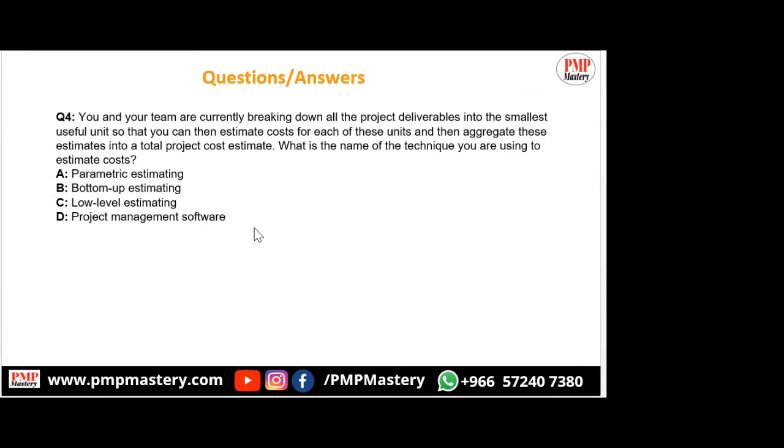You and your team are currently breaking down all the project deliverables into the smallest useful unit so that you can then estimate cost for each of these units and then aggregate these estimates into a total project cost estimate. What is the name of the technique you are using to estimate cost? Parametric estimating, bottom up estimating, low level estimating, and project management software.